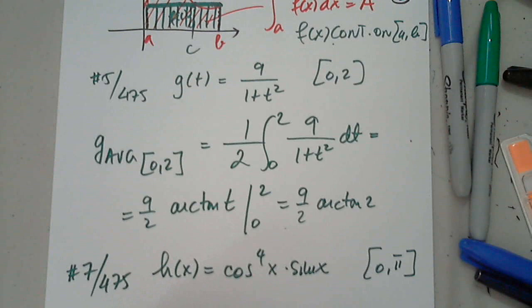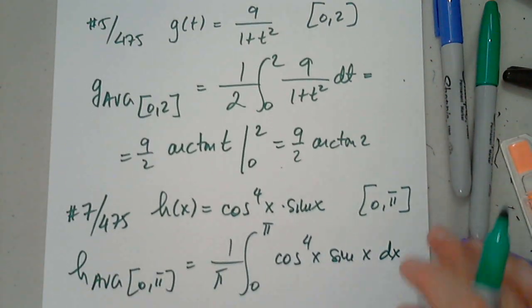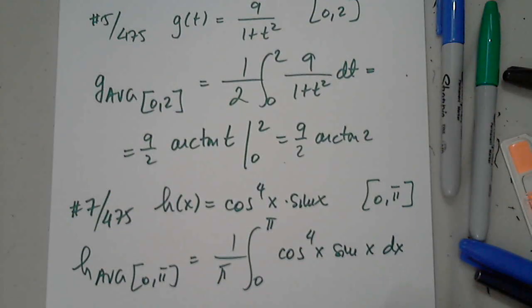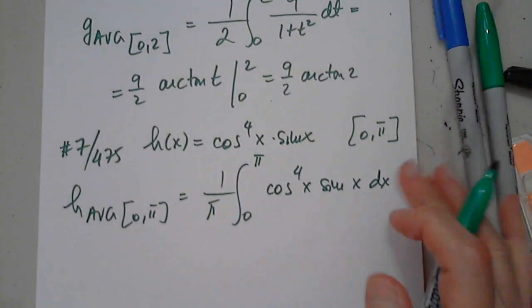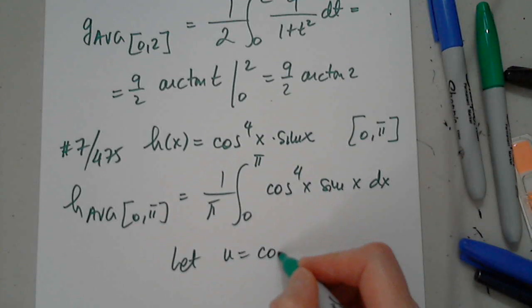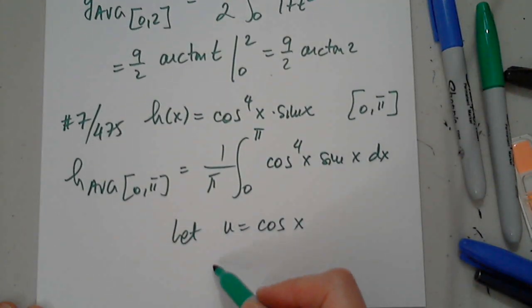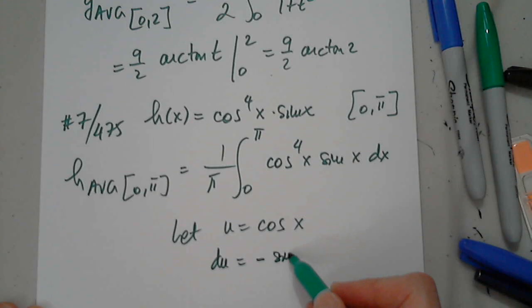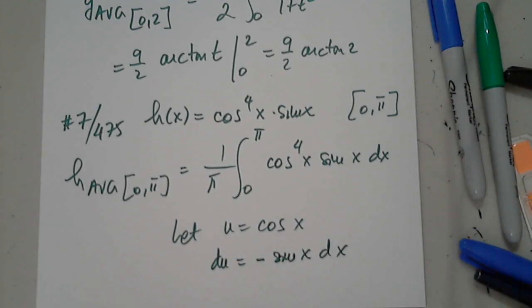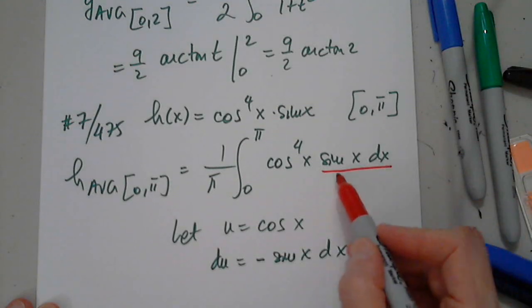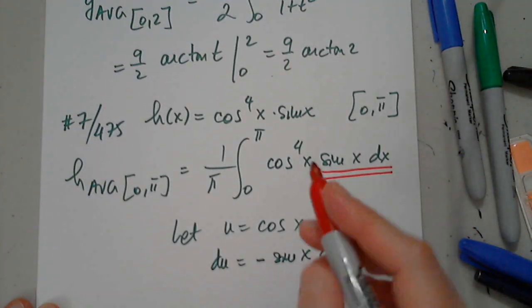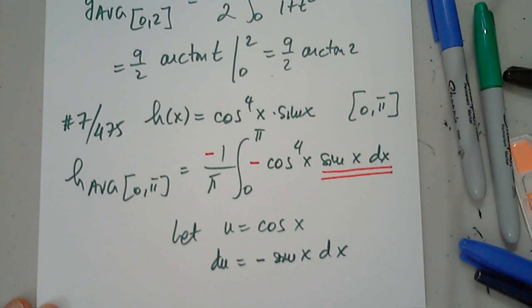Okay, so h average on the interval 0 pi is 1 over pi minus 0, the integral from 0 to pi of cosine to the fourth x times sine x dx. Definitely, I will use a substitution here. And I will say, let u be cosine x. Then du is negative sine x dx. I do have sine x and dx in the problem. I don't have the minus. Who cares? I can multiply by -1 twice.